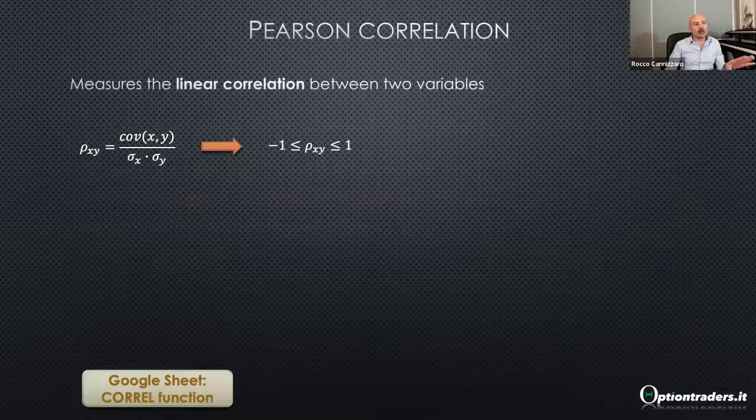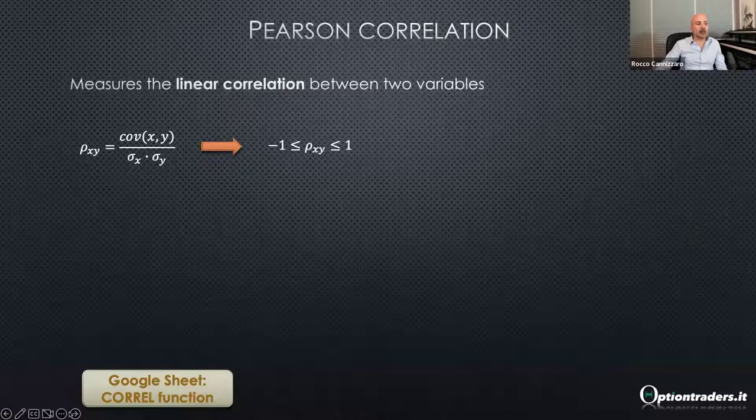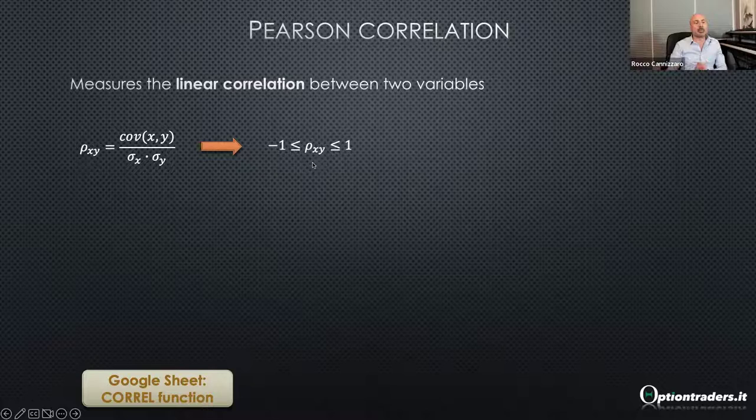But forget about the formula on the top left. Essentially, there is this value that can be calculated, and using Google Sheet or even Excel, there's a formula called CORREL that you can use to calculate the correlation coefficient. And this will be a number between -1 and +1. And so how does this work?